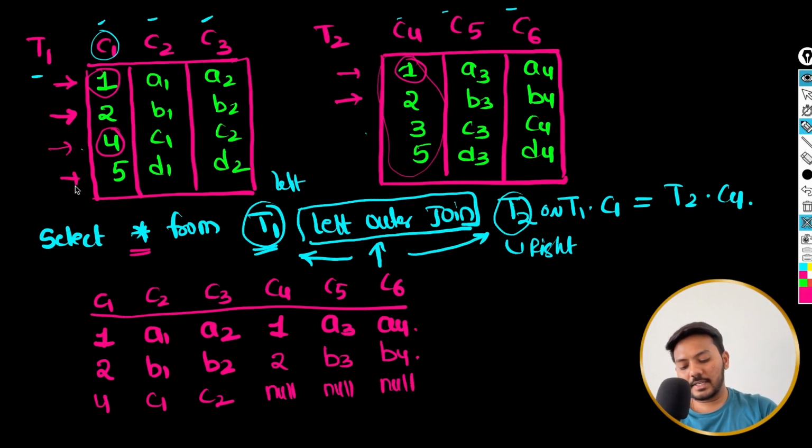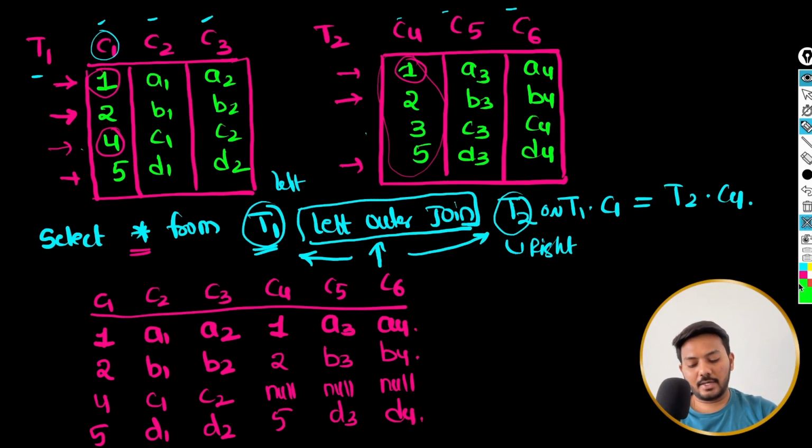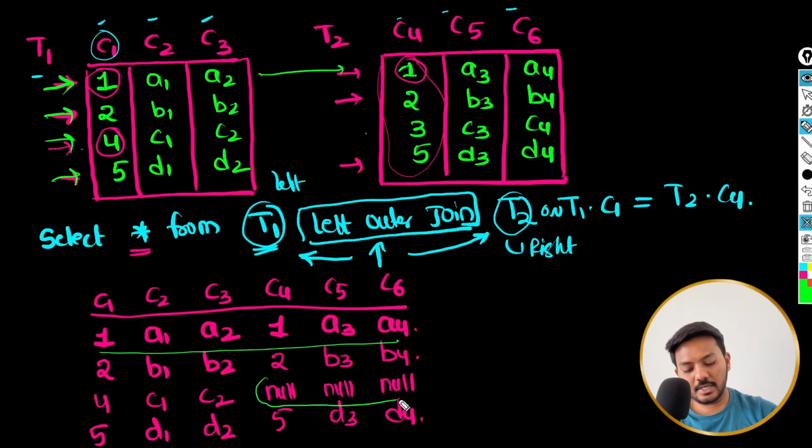Okay, and then it will go to the next record of table 1, 5, d1, d2. Because 5 is present inside it, you have 5, d3 and d4. So this will be the output of your left outer join. What it basically does is look at all the records of your left table and try to find a match inside your right table. If there is a match, it will add those records, and if there is no match, it is going to keep null values in that place.